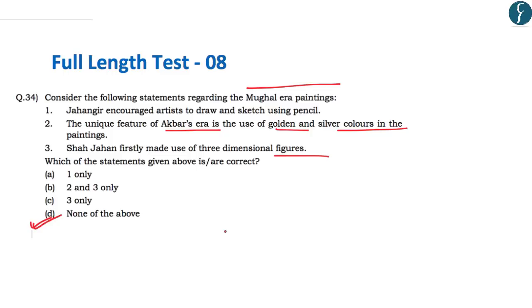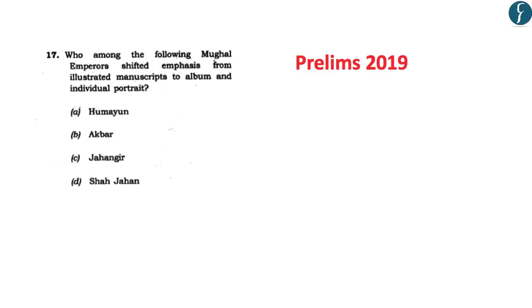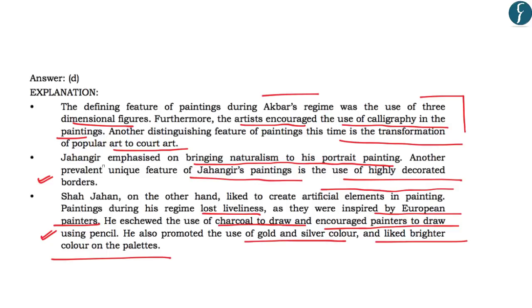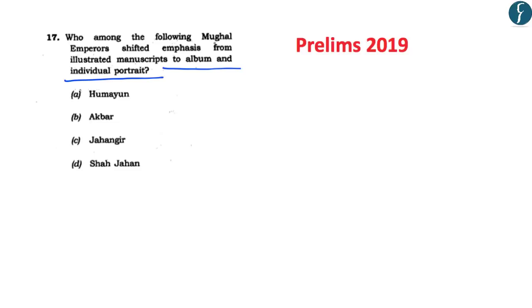Now let's go through the question asked by UPSC. The question asked by UPSC was, who among the following Mughal emperors shifted emphasis from illustrated manuscripts to album and individual portraits? Now the options were Humayun, Akbar, Jahangir and Shah Jahan. Let's go through the explanation again with respect to Jahangir. It says that Jahangir emphasized on bringing naturalism to his portrait painting. So the explanation provided by FLT of Rao's IAS Study Circle specifically mentioned that it was Jahangir who emphasized on bringing naturalism to his portrait painting. Hence, in this, the correct answer was C, that is Jahangir.